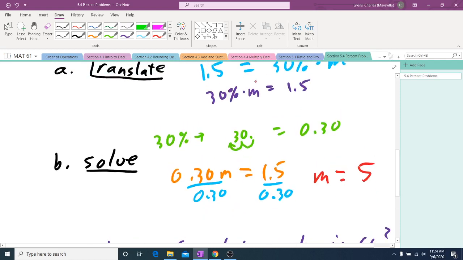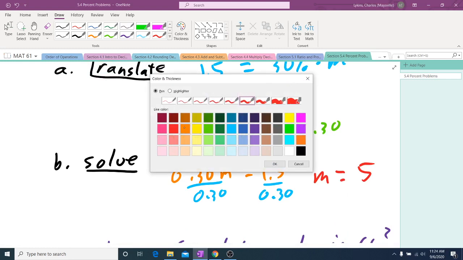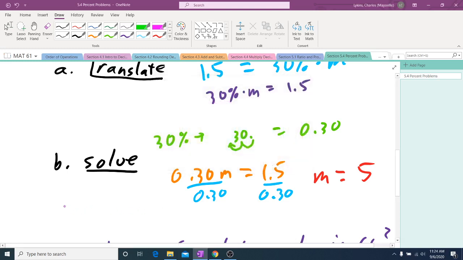A little quick thing too is you can always check your answer by doing this. 30% is 0.3 times 5. When you put that in your calculator, you get 1.5, which is the same as this right here. So you know you've done this correctly.